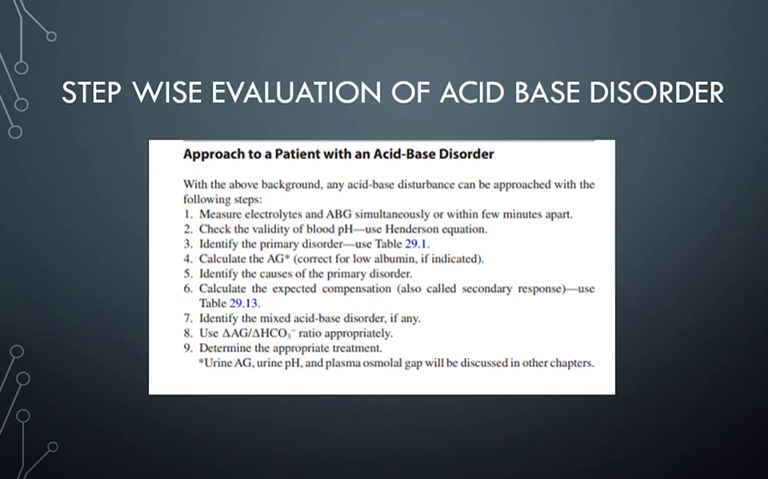And in high anion gap metabolic acidosis, you always have to use the delta ratio. We'll come to it later. And in appropriate scenarios, you have to use urine anion gap, urine pH, plasma osmolar gap, urine osmolar gap. All these things should be taken into context based on the clinical scenario.